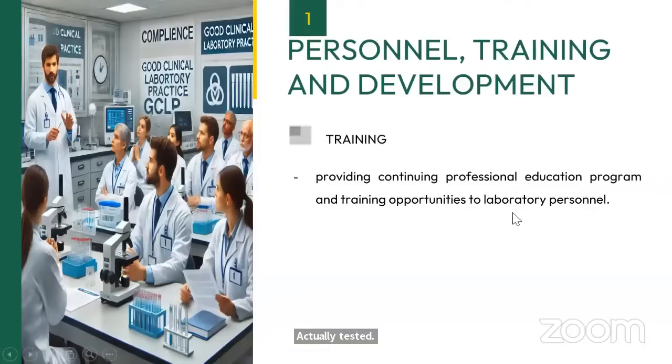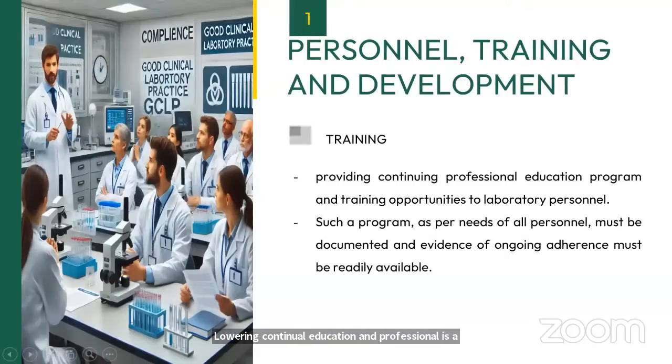Providing continual education for professionals is one of the GCLP requirements. Such programs as per needs of all personnel must be documented and evidence of ongoing adherence must be readily available. So whatever training programs you have prepared, you should see that the records of those training programs are appropriately available, and your laboratory is adhering to those training programs. So if a training program is scheduled for today, 7 o'clock, you should see whether it is appropriately conducted at 7 o'clock. Or if there are any delays, or you are targeting 10 personnel, whether all 10 personnel are attending those training programs or not, it should be appropriately recorded.